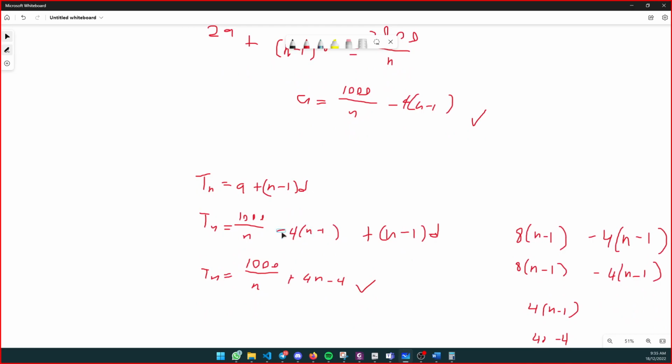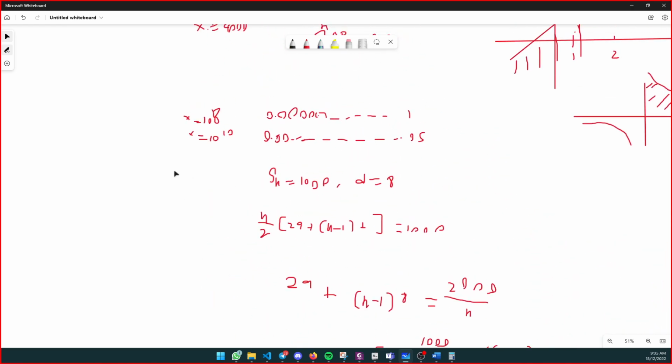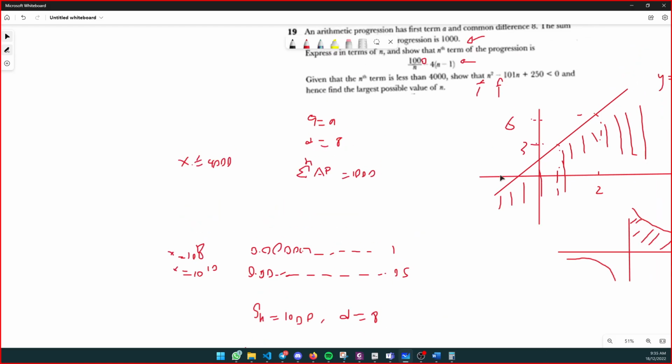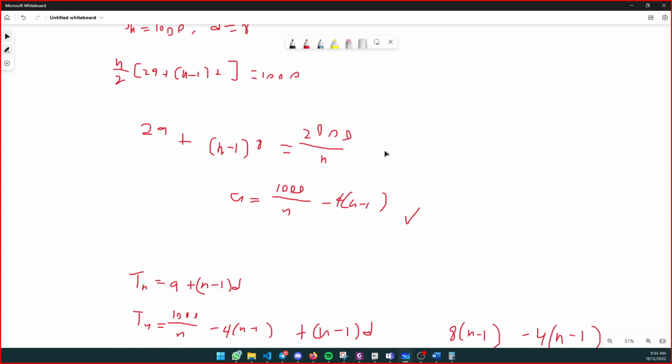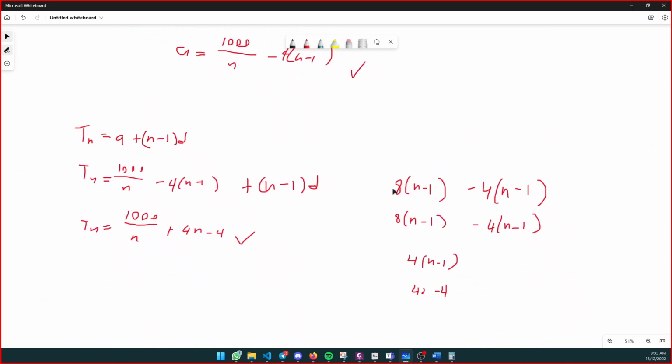So inside here is negative 4 times n minus 1, then plus n minus 1 times d. I know that d equals 8, as they already mentioned in the question. So 8 times n minus 1 minus 4 times n minus 1. And then continue now, you get 4n minus 4. Okay?